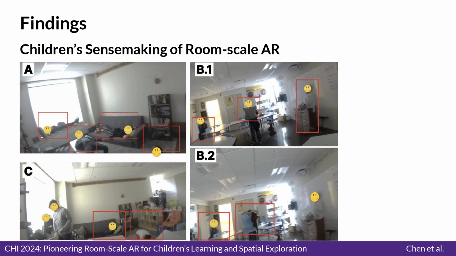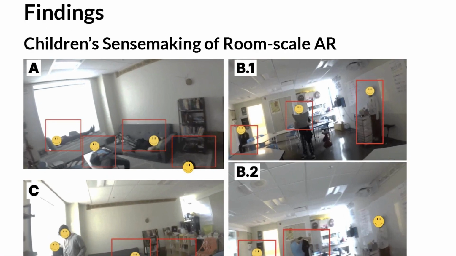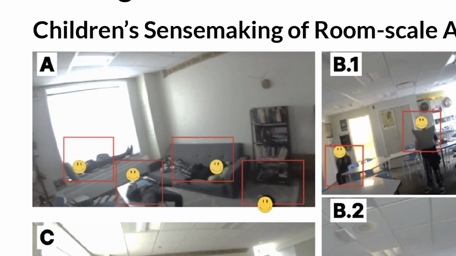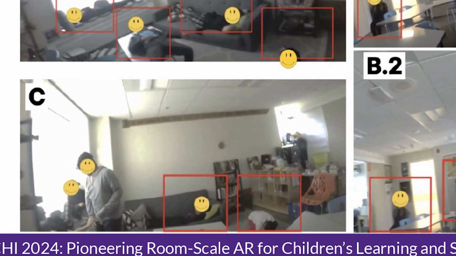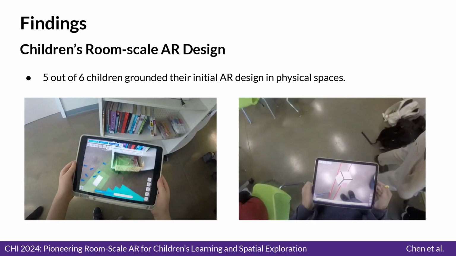Children gradually formed more complex hypotheses. In Scene A, they thought the technology was capturing non-moving objects. In Scene C, they actively tried to blend in with the furniture. The children's enthusiasm for AR's spatial properties did not stop there. 5 out of 6 children grounded their initial design ideas in physical spaces.